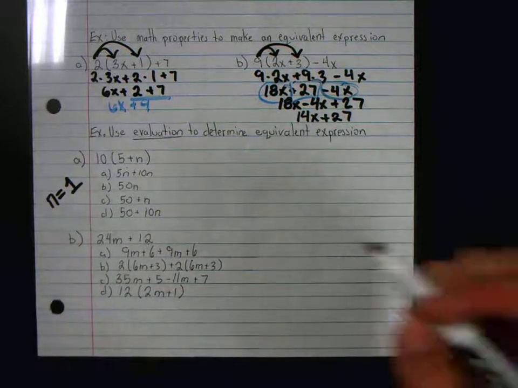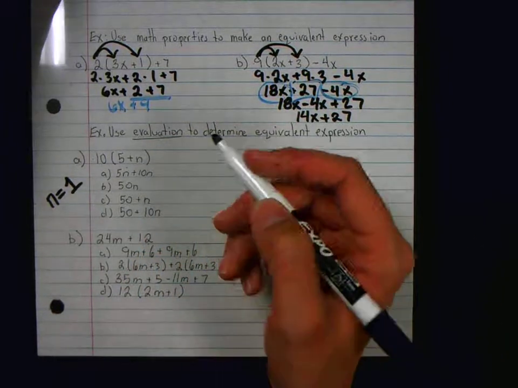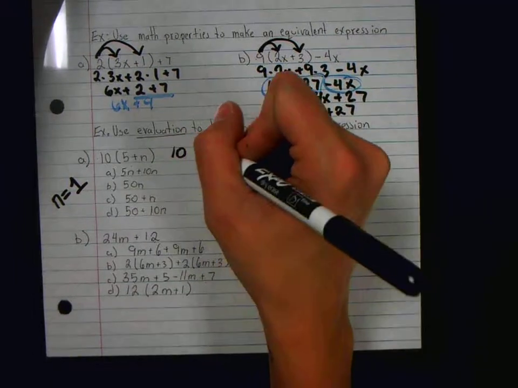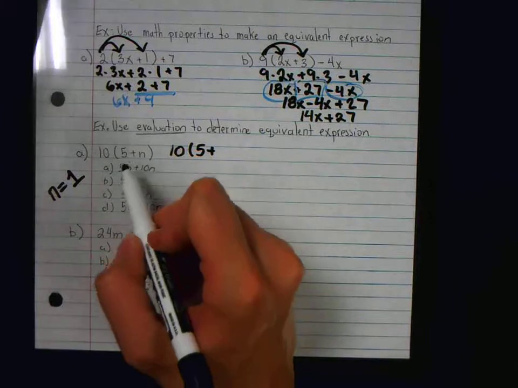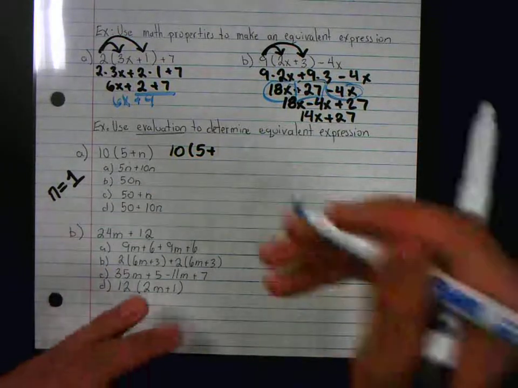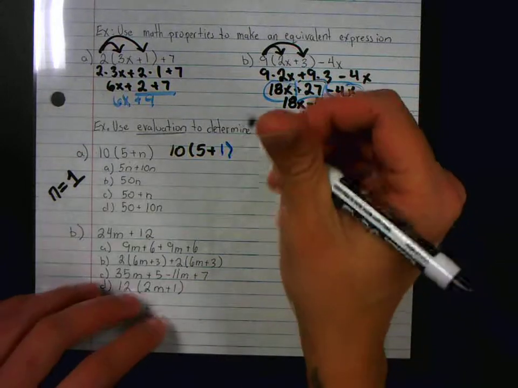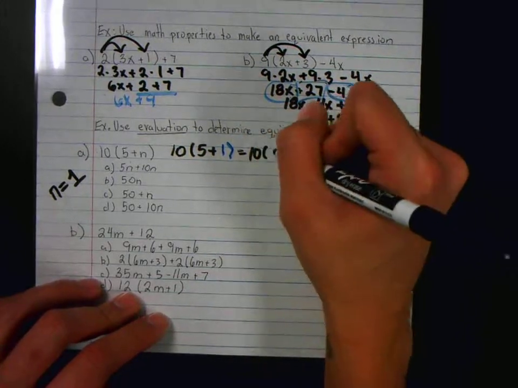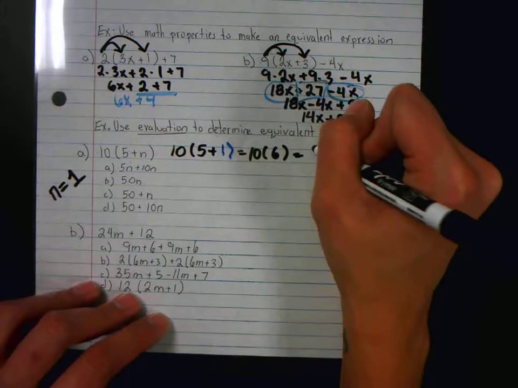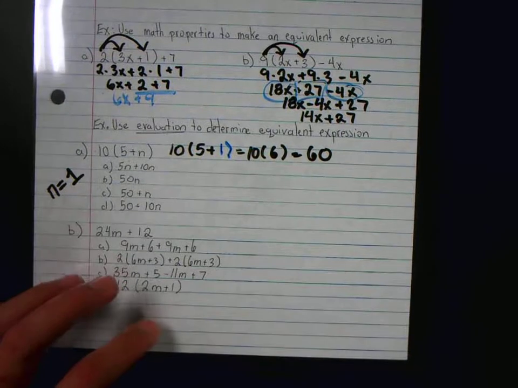So let's first start with our actual problem, 10 times 5 plus n. Let's plug in 10 times 5 plus, and instead of n, I'm going to put 1 there. So this is the same as 10 times 5 plus 1 is 6, which is going to be 60. So we want one of these to be 60. If it is not 60, it is not an option.